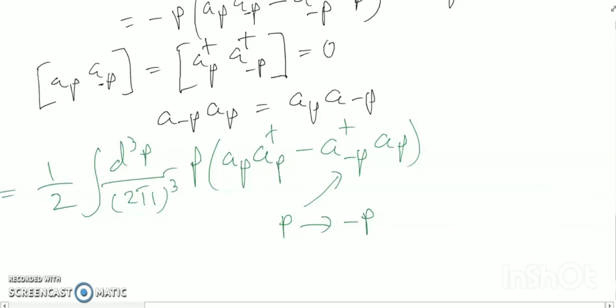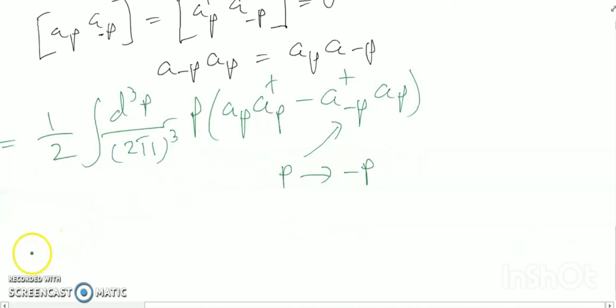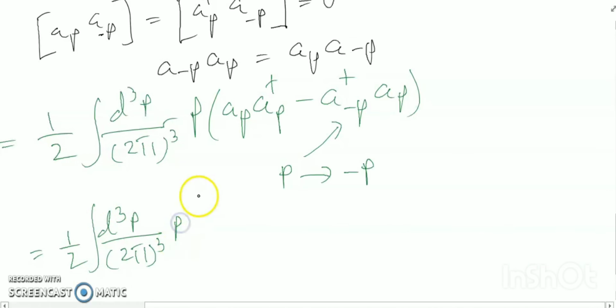So friends, we can write this way: half, d cube p divided by 2 pi whole cube, p and a p, a plus p, a plus p. So I just change in here minus. So whatever I get, it is the minus p.